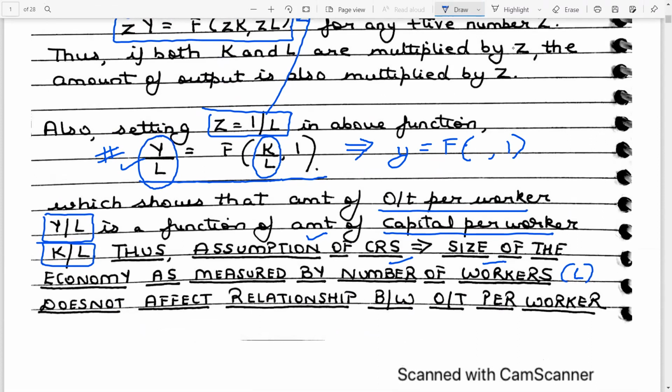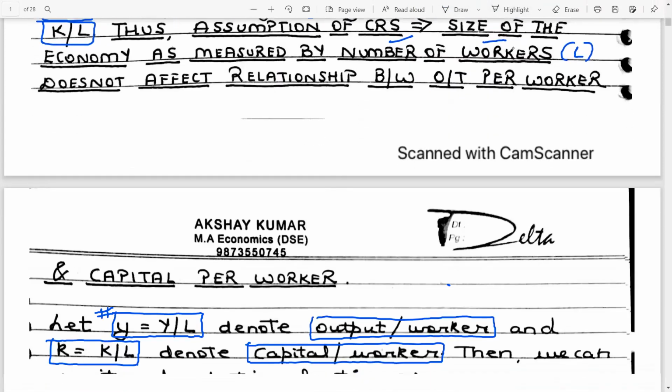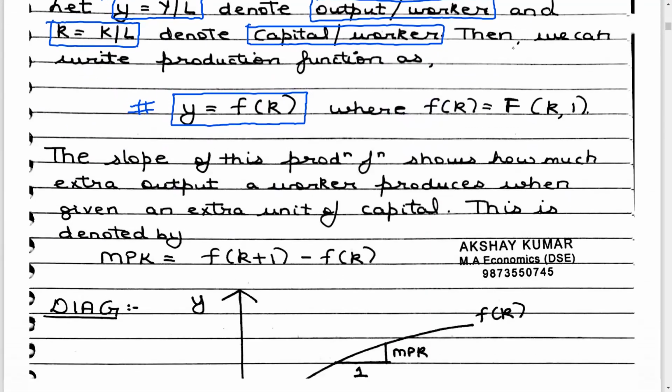This is small k, guys. Let me correct it. This is small k. And this I can write as small f as a function of k. So Y by L, which is small y, output per worker, is a function of capital stock per worker. So capital F of k comma 1, for simplicity, we can write as small f of k. Hoping students have understood this. So this gives us our production function in per worker terms for the Solow economy.